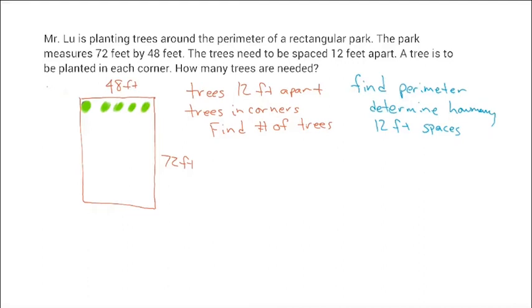When I'm thinking about my problem-solving plan, most students, when they first try this problem, are just going to take this 48 and divide it by 12, and that's going to give you 4, so I need 4 trees. But you need one extra tree because you have to put one where you started. So I have to determine how many 12-foot spaces plus 1 for the starting point.